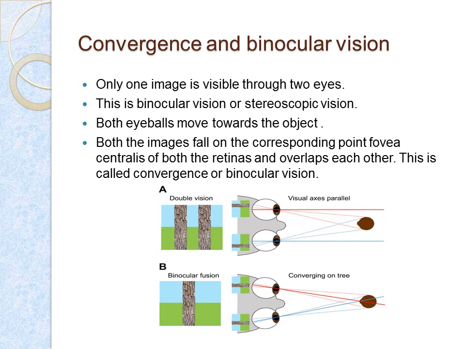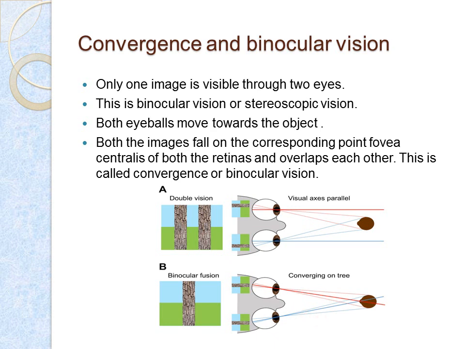As we have two eyes, though they are two in number, we will see only one image. This is called binocular vision. What happens while we are seeing any object? Both eyeballs will move towards that object, and both images fall on the corresponding fovea centralis of both retinas, which overlap each other. This is called convergence.